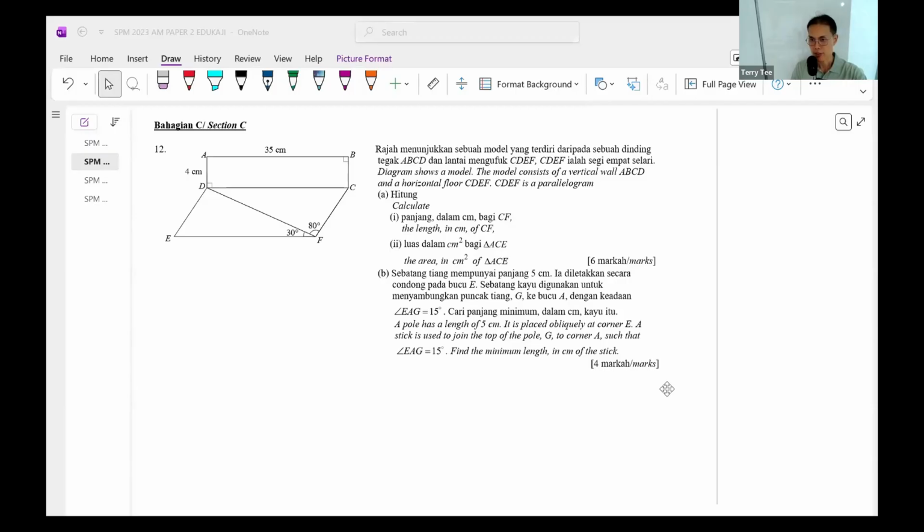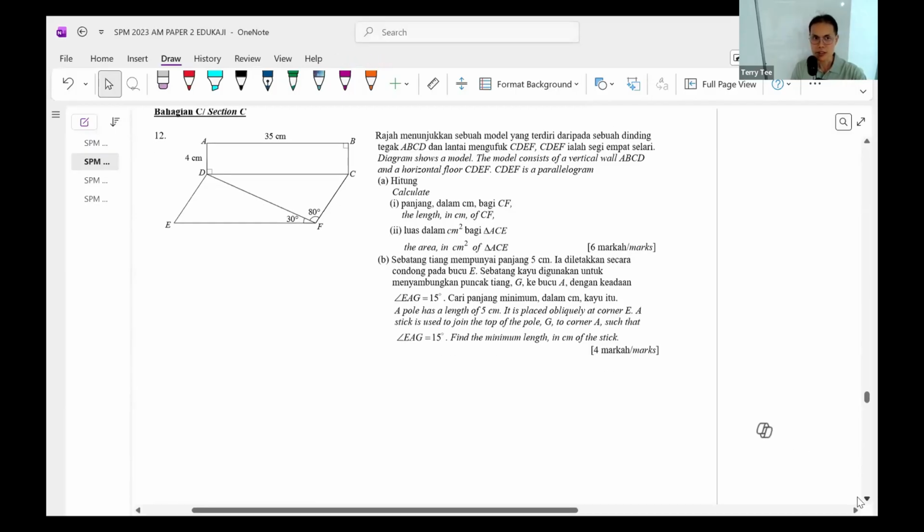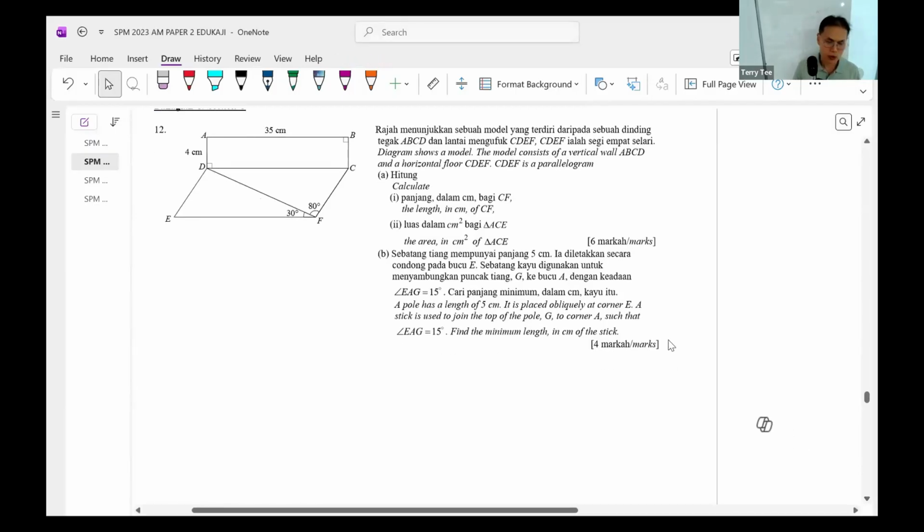Okay, let's continue with section C, question 12. This is from Solution Triangle Form 4, chapter 9. The diagram shows a model. The model consists of vertical wall ABCD and a horizontal floor CDEF. CDEF is a parallelogram. Calculate the length of CF.